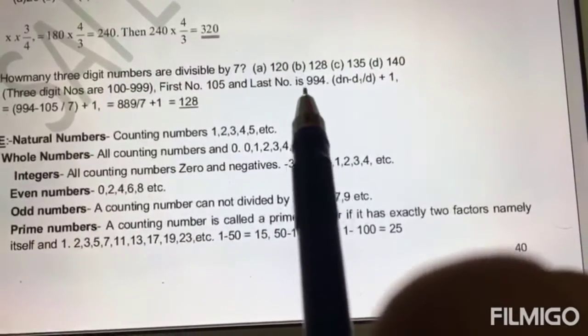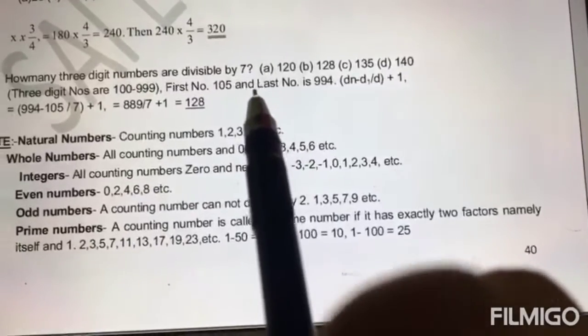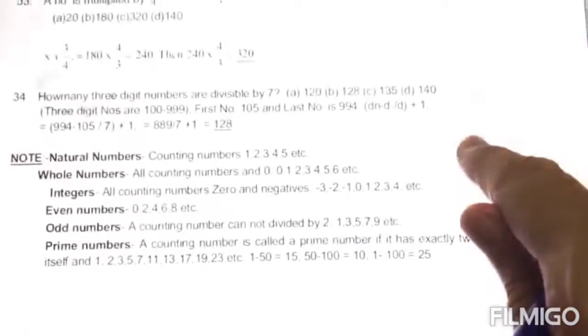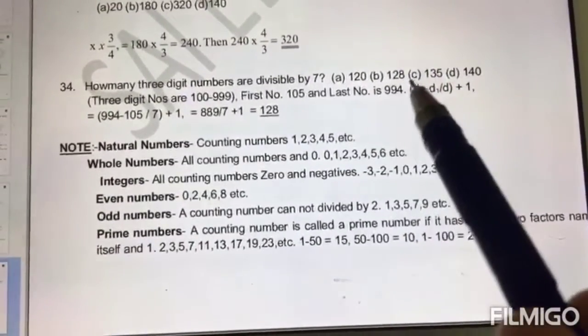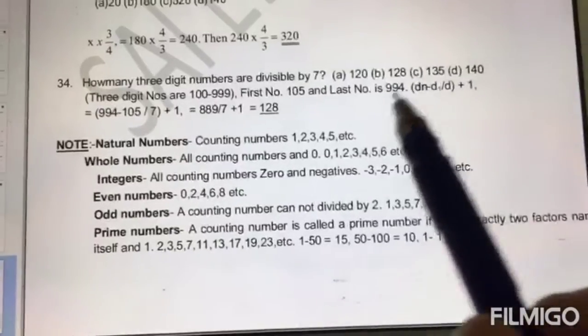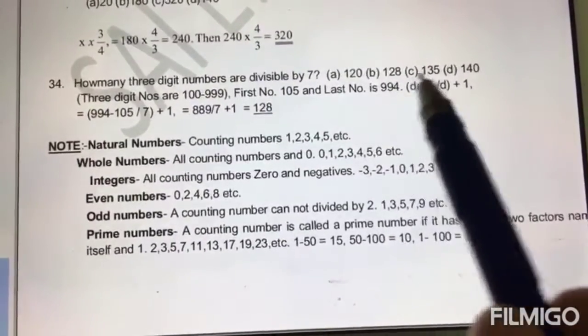Similarly, find the largest 3-digit number divisible by 7. You have to do trial and error. Is 999 divisible by 7? Check, try and do. It is not. Like that, you go back. 998, is it divisible by 7? No. So the largest 3-digit number divisible by 7 is 994.